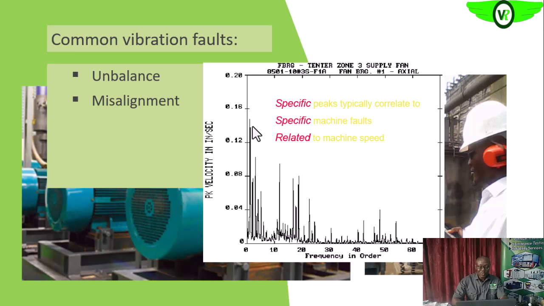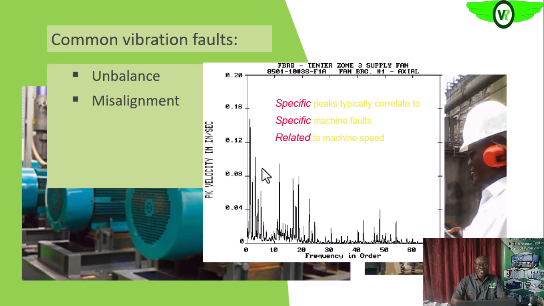Misalignment too, like we said earlier, is a 2 times RPM event. If you look at all of these peaks, the one that is significant among them will show you the order. So if it is 2 times RPM, that will tell you that it is misalignment, because we will get the information about misalignment at 2 times RPM.